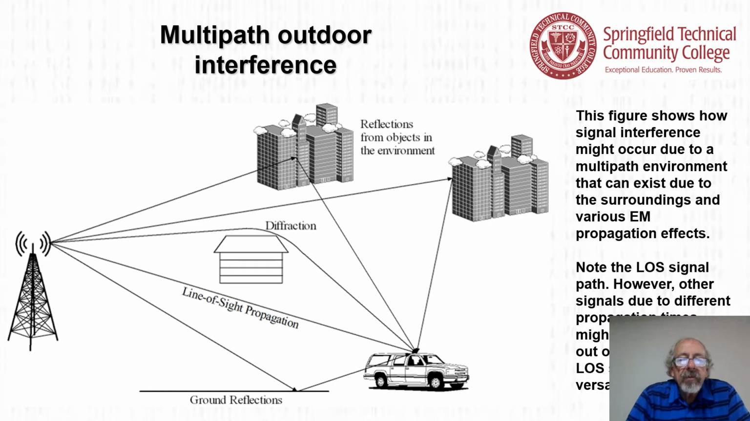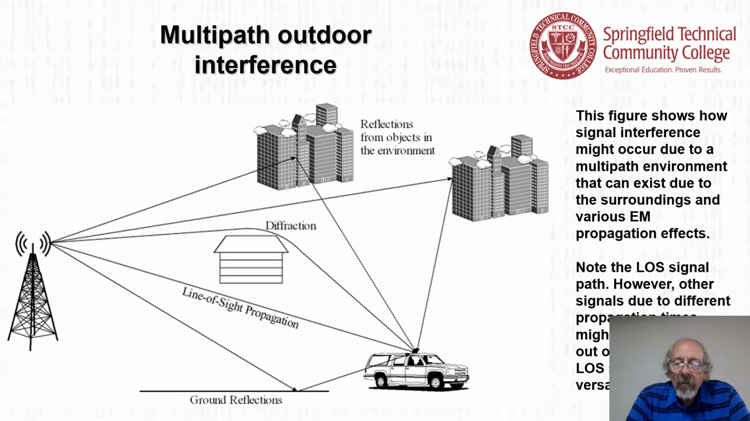So here's a slide which shows a multipath outdoor interference diagram. The transmitter is over in the far left, and we have all these different things like buildings, diffraction, line of sight propagation, ground reflections, and they all arrive at a point on the top of that old-fashioned station wagon. So the figure shows how signal interference might occur due to the multipath environment that can exist due to the surroundings and various electromagnetic propagation effects.